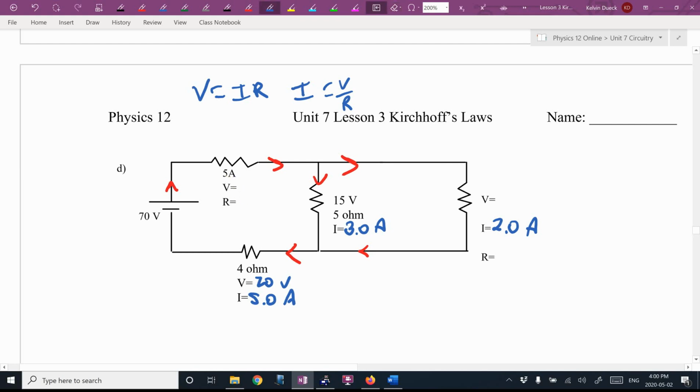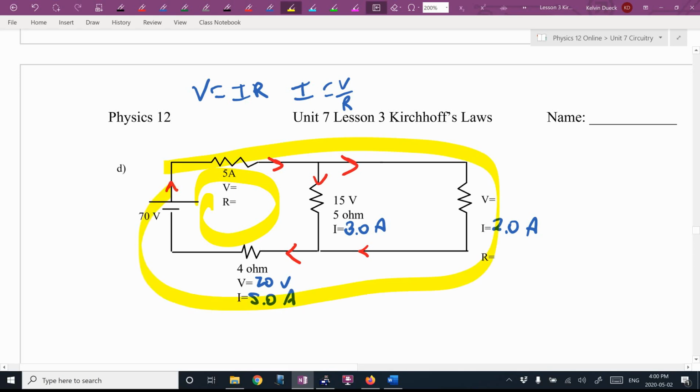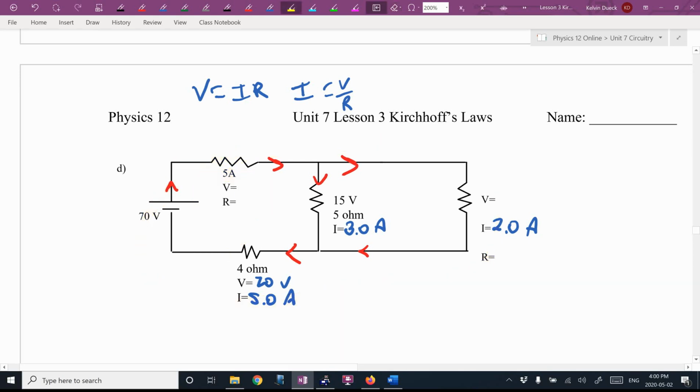I don't know two things there. I don't know two things there. Oop, didn't mean to erase that. So now we're going to ski. I'm probably going to do the inner loop, this one, because if I do the outer loop, there's two things I don't know. But if I do the inner loop, let's see. I start with 70 volts. I don't know what I lose there, but I lose 15. I lose 20, and that gets me to the ground.